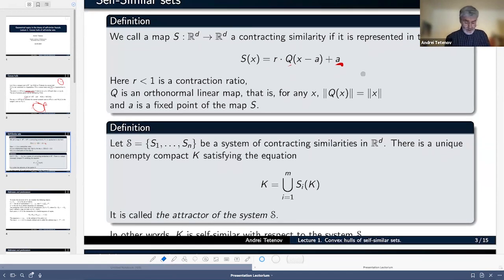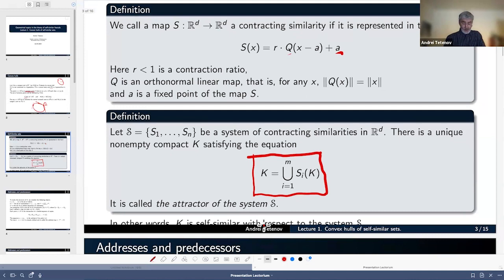So if we have a system of contracting similarities in R^d, there is a unique non-empty compact set K satisfying the equation K equals the union of images of K under the similarities S_i. By Hutchinson's theorem, this set K is unique, and it is called the attractor of the system S, or in other words, a self-similar set with respect to the system S.